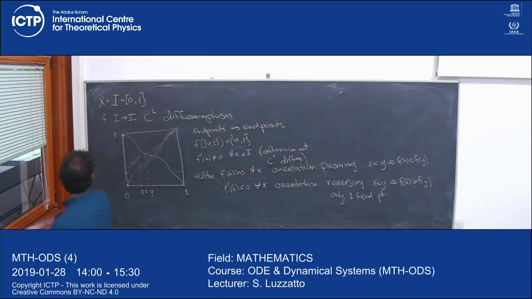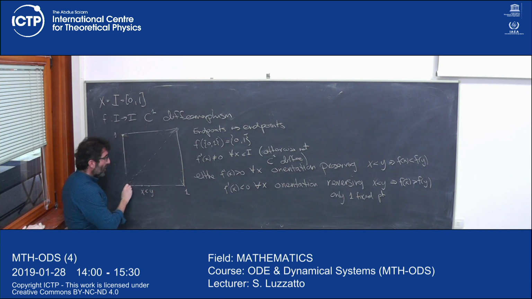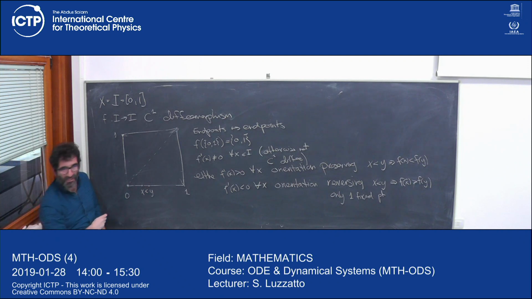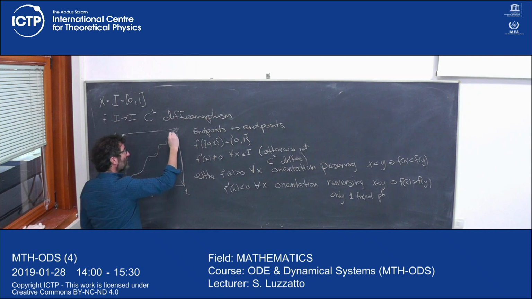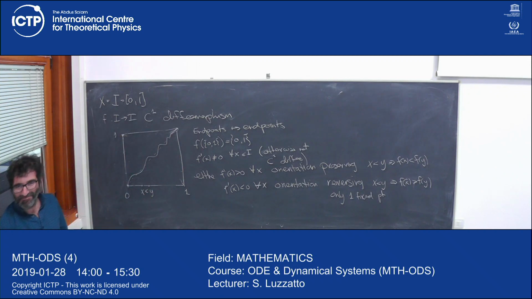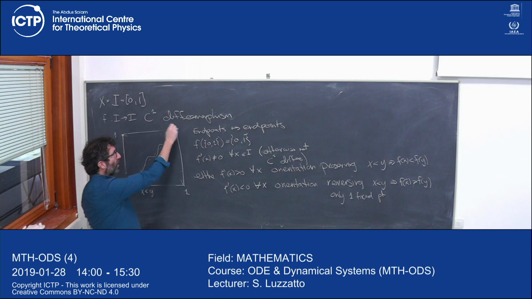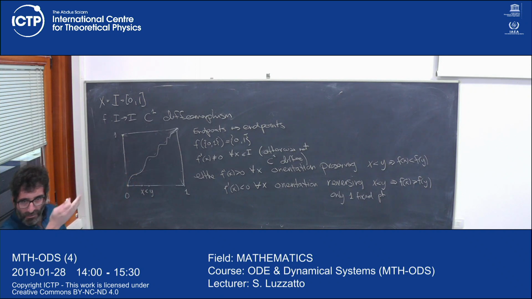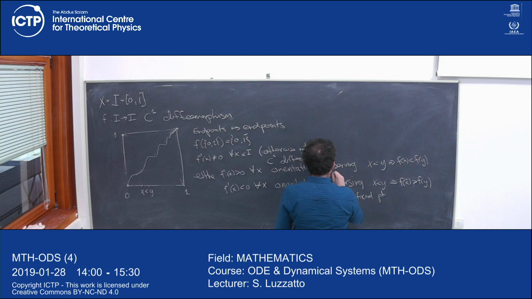And what about in the orientation preserving case? Only two? Or all of them? Certainly 0 and 1 are fixed points, so at least 2. But then we can have many. We can even have infinitely many. But it would have the derivative 1 at those points, because it's going up. So orientation preserving has at least 2 fixed points.